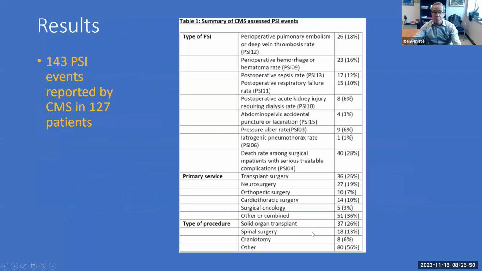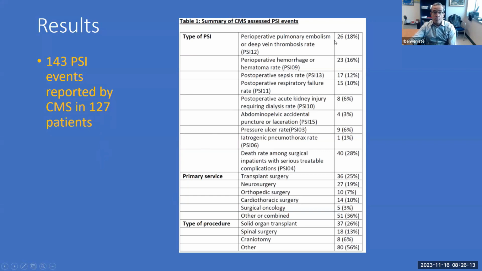So here are our results. These are all Medicare patients treated at Jackson Memorial Hospital as inpatients during the study period. We detected, or Medicare detected, 143 of these events in 127 patients. Many patients had 2 events, some patients even had 3.